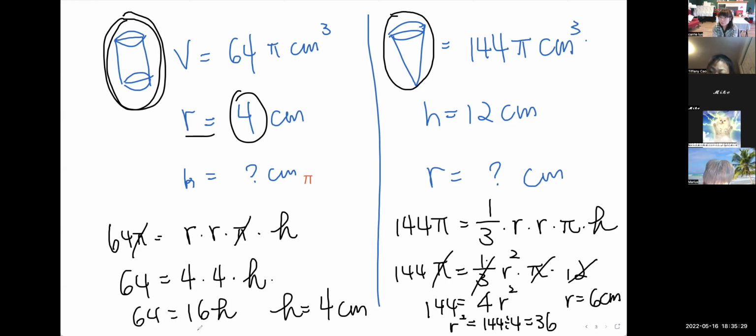So do you have any questions here, everybody? If you do have questions, you can just stop me. If not, we're going to move forward. Carrie: I don't really understand the first one, when 64 equals 16 times height, why the height is 4 centimeters. Because 16 times height, this is all multiplication, right? So 16 times height equals 64. So height equals 64 divided by 16, right? Oh, okay. So it equals 4 centimeters.